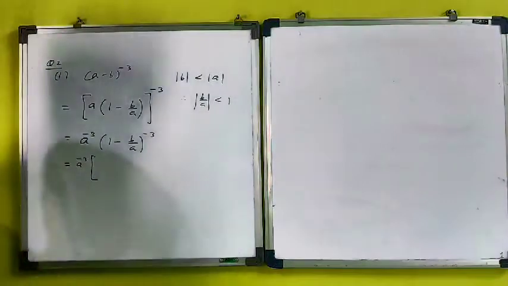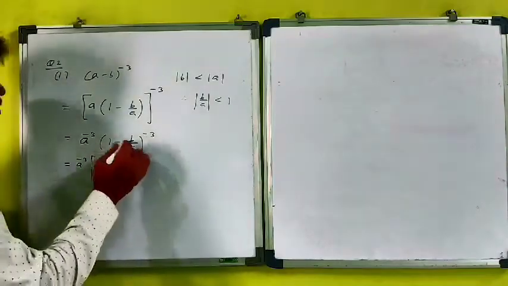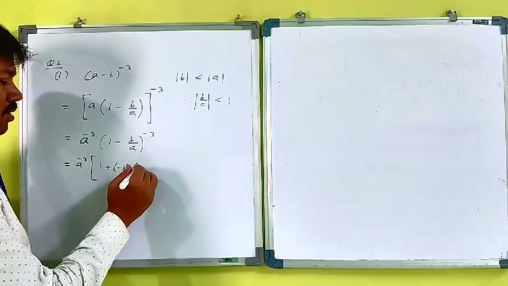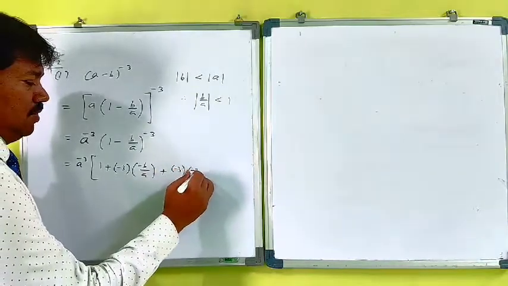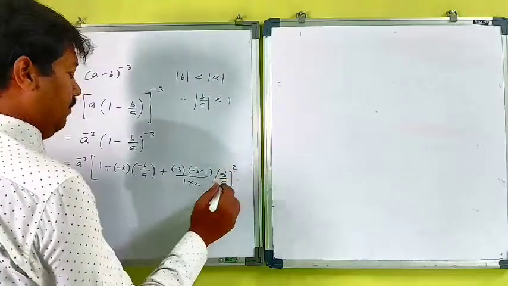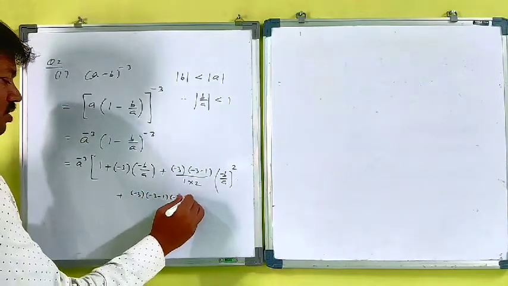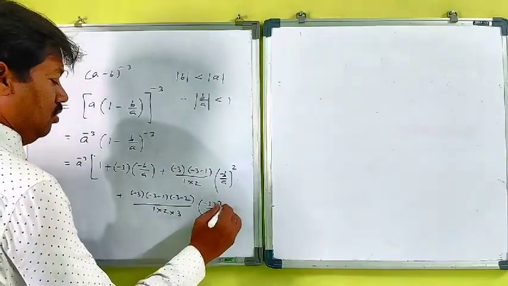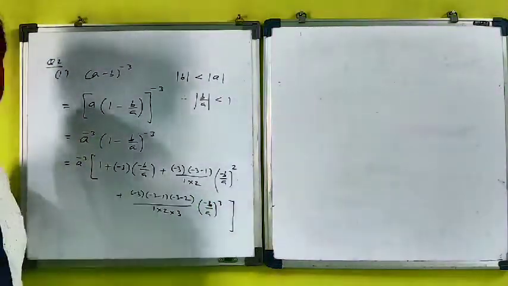So we have a raised to minus 3. Now we write the first 4 terms. There is alternate plus and minus, so we can take x as minus b upon a. So it is minus 3 times minus b upon a. The next term will be minus 3 times minus 4 upon 2 factorial times (minus b upon a) square, plus minus 3 times minus 4 times minus 5 upon 3 factorial times (minus b upon a) cube. The expression becomes in this way.